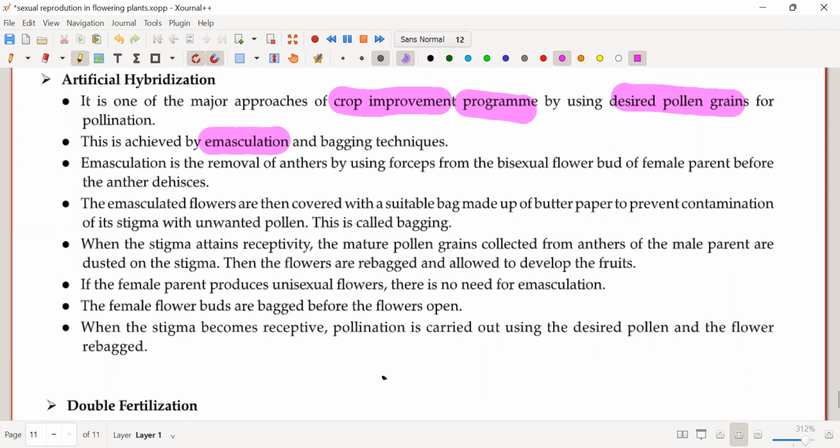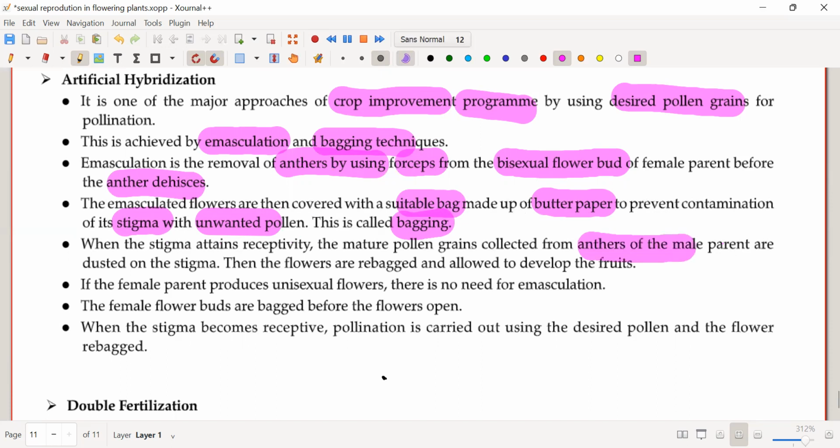emasculation and bagging techniques. Emasculation is the removal of anthers using forceps from the bisexual flowers before the anther dehisces. The emasculated flowers are then covered with a suitable bag made of butter paper to prevent contamination of the stigma with unwanted pollen. This is known as bagging. When the stigma attains receptivity, the mature pollen grains collected from anthers of the male parent are dusted on the stigma. Then the flowers are rebagged and allowed to develop the fruit.